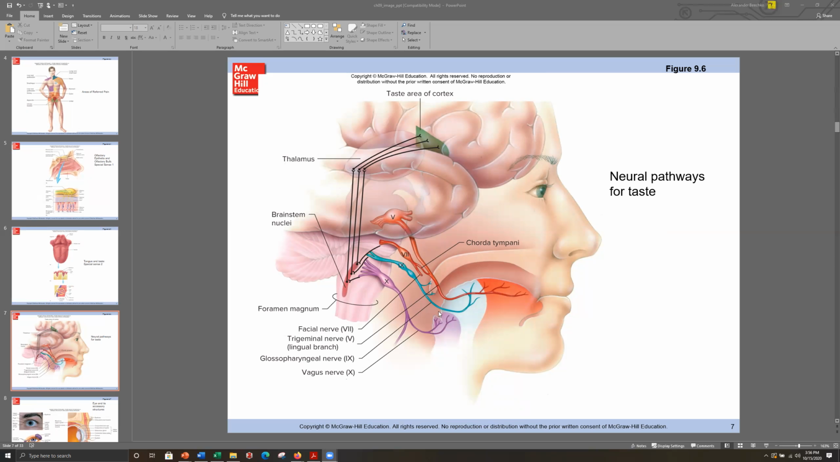And then we have a little tiny portion back down here that's kind of leading into the epiglottis, which is innervated by the vagus nerve. I'm sorry, not hypoglossal, glossopharyngeal. Hypoglossal is cranial nerve number 12. Glossopharyngeal is number 9.